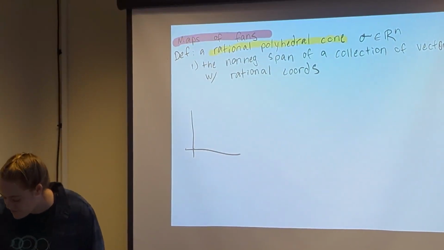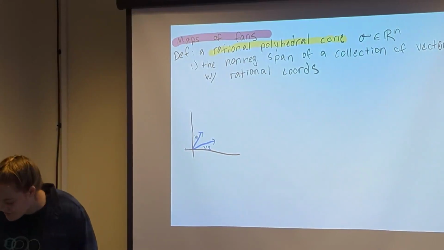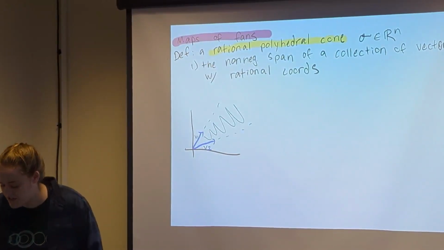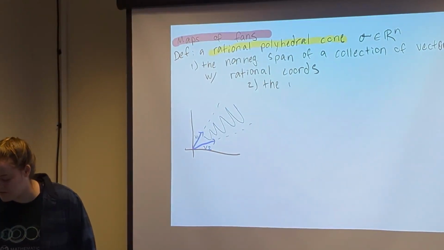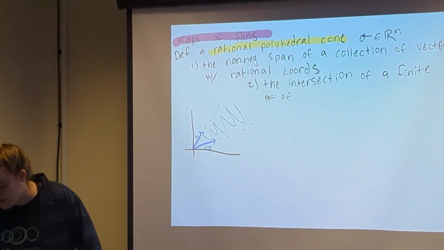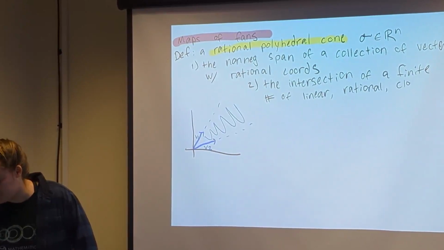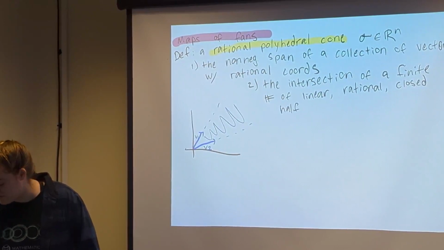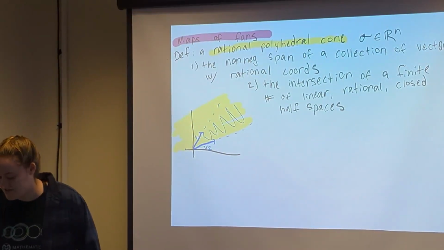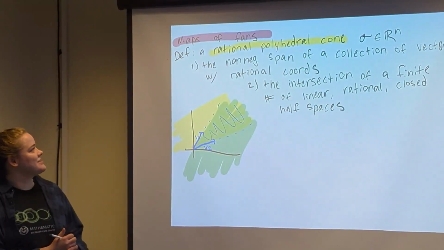So, for example, we can have V1 and V2, and our cone would be the non-negative span of these. The other definition is the intersection of a finite number of linear rational closed half spaces. So with our example, we might have this half space and this half space, and our intersection gives us the same cone that we got before.